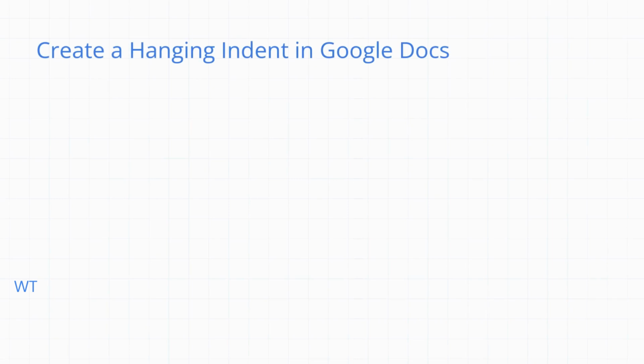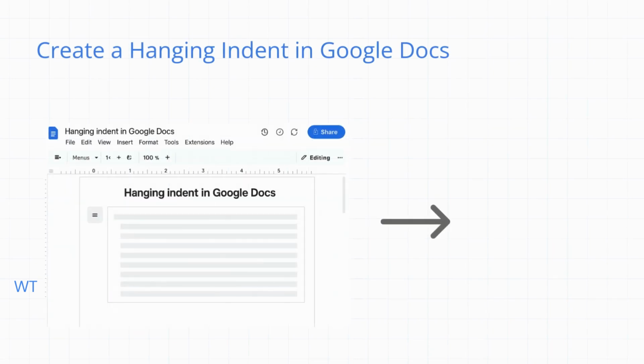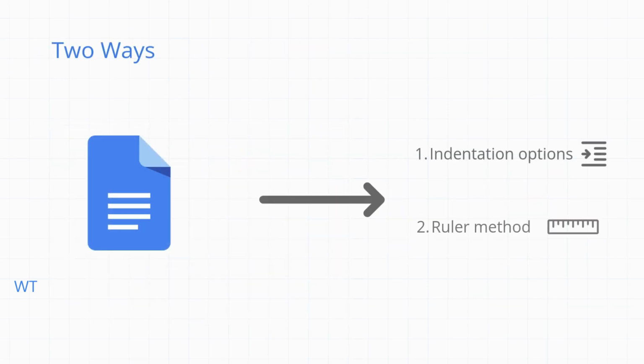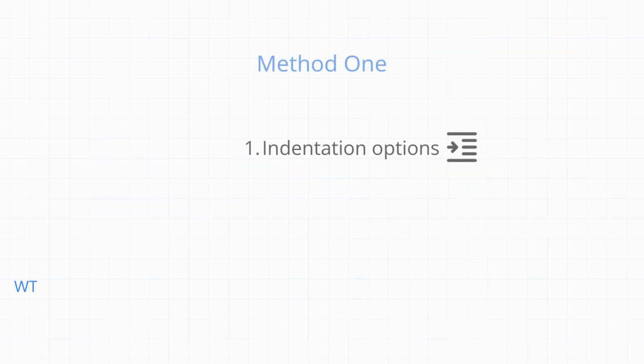In this video, you'll learn how to create a hanging indent in Google Docs and keep your text neat and aligned. Google Docs gives you two ways to do this, one using the indentation options and the other using the ruler method. Method 1, Indentation Options.